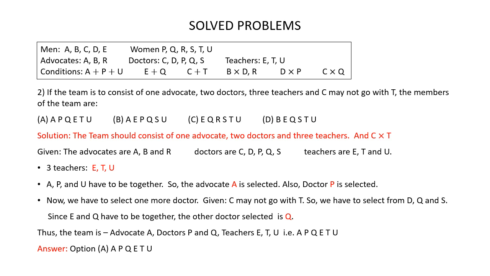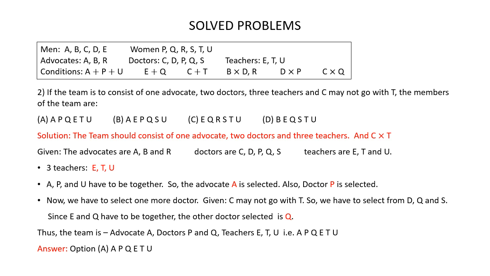So the team consists of one advocate, two doctors and three teachers. And it's given that C cannot go with T. Now, according to the information given, we know that the advocates are A, B and R. The doctors are C, D, P, Q and S. The teachers are E, T and U. So now the team should consist of one advocate, two doctors and three teachers. So clearly the three teachers are E, T and U.